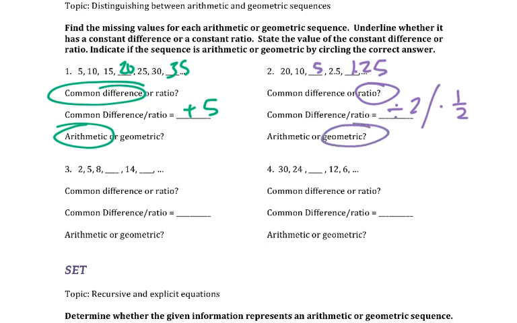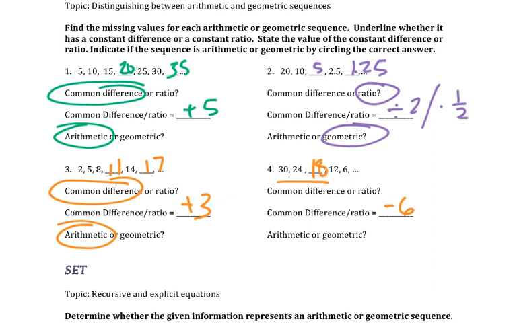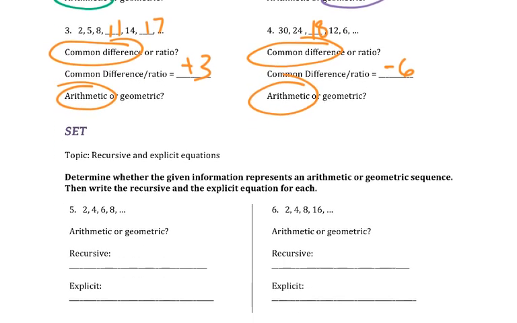Okay, number 3, 2, 5, 8. So it looks like we're adding 3, 11, 14, 17. Common difference, add 3, it makes it arithmetic. Number 4, 30, 24, something, 12, 6. So here we're subtracting by 6, aren't we? That would be 18, which makes it, again, common difference, which would still mean it's arithmetic.